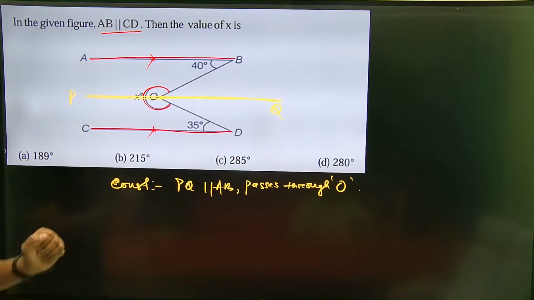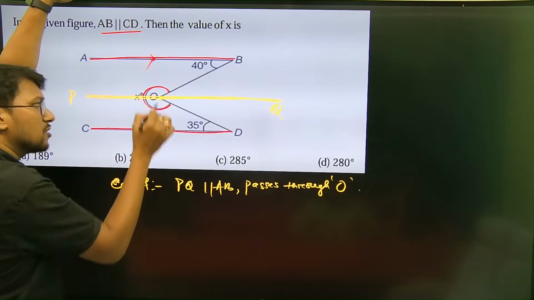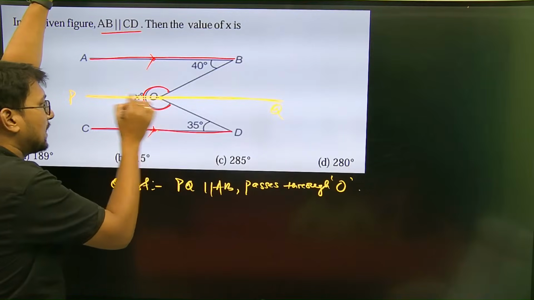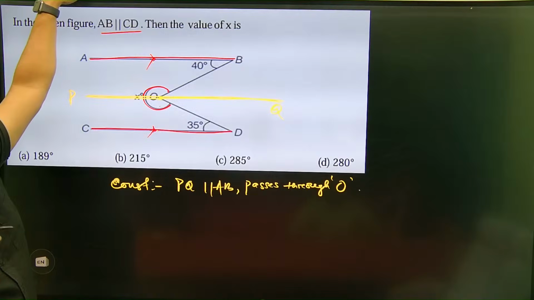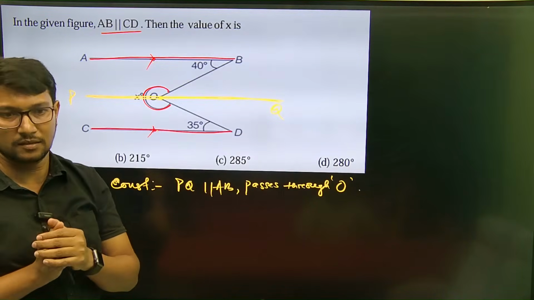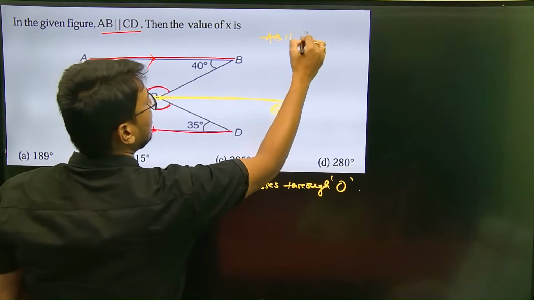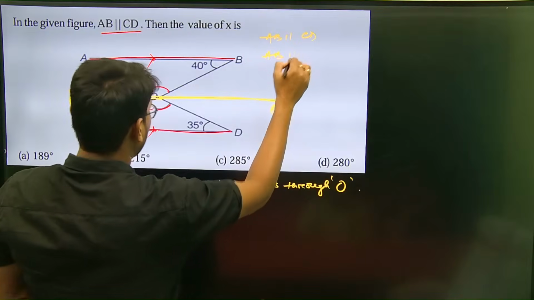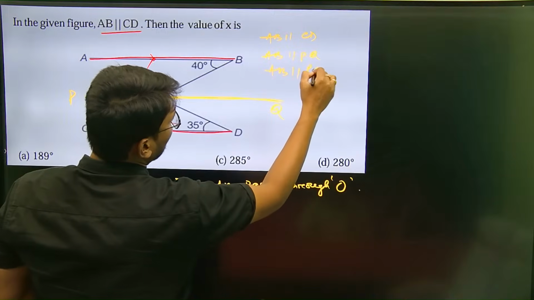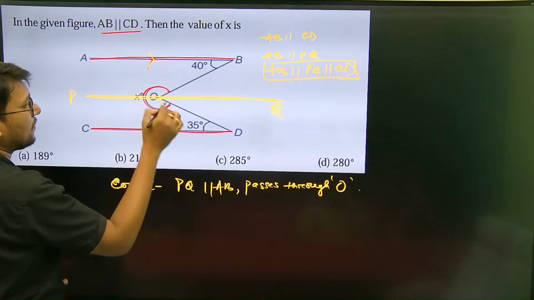Are you getting it? Okay. If these two are parallel, these two are also parallel. Why? Because AB is parallel to CD, and PQ is parallel to AB. Hence, definitely PQ is also parallel to CD. You have studied that if two lines are parallel to the same line, then they are parallel to one another. If AB is parallel to CD and AB is parallel to PQ, then AB is parallel to PQ as well as CD. This is the result. Okay? So that's why these two are parallel.